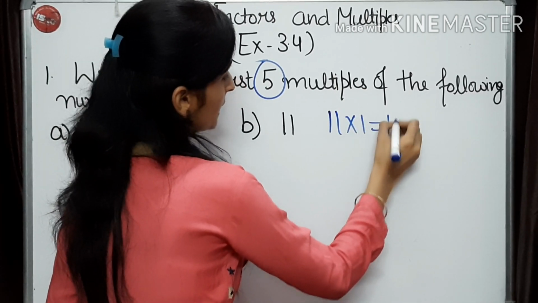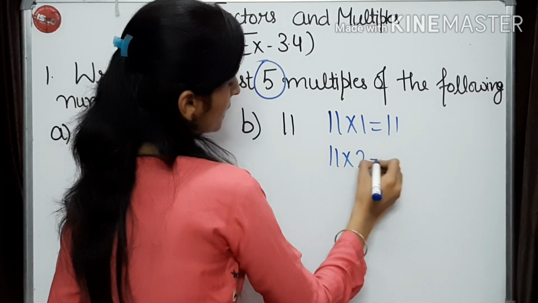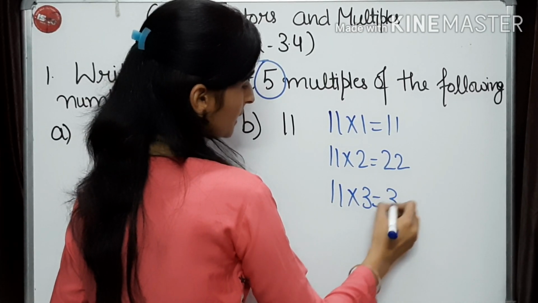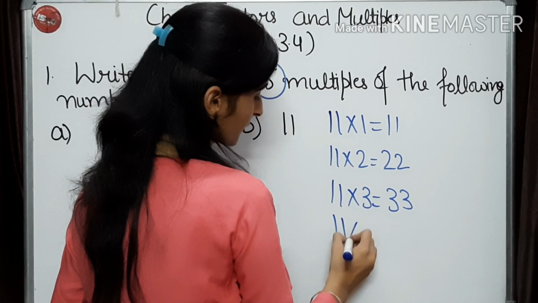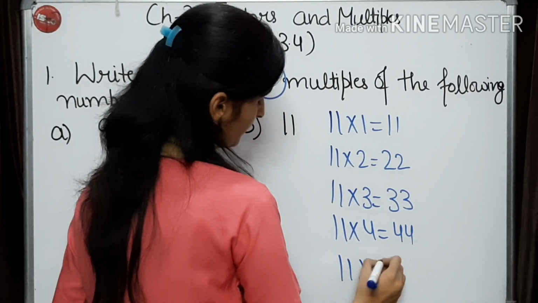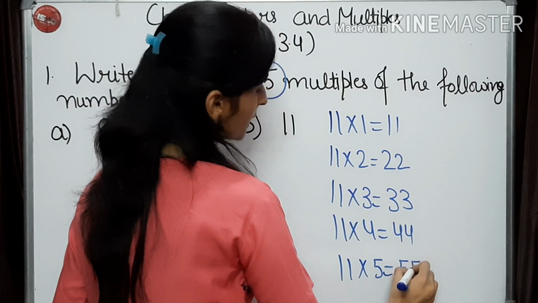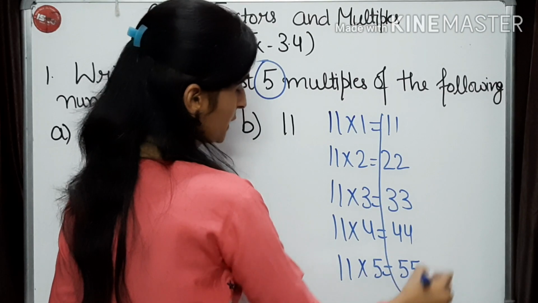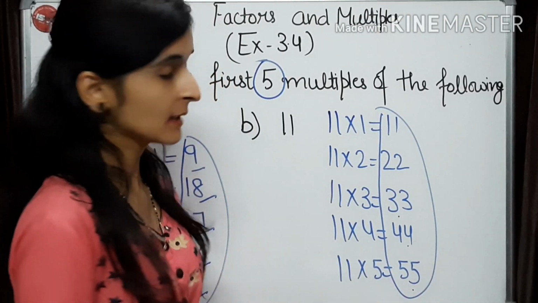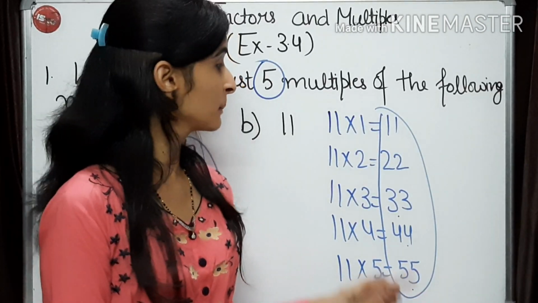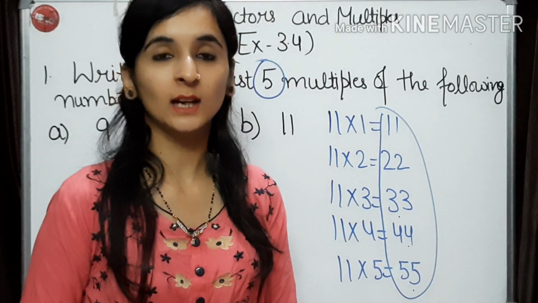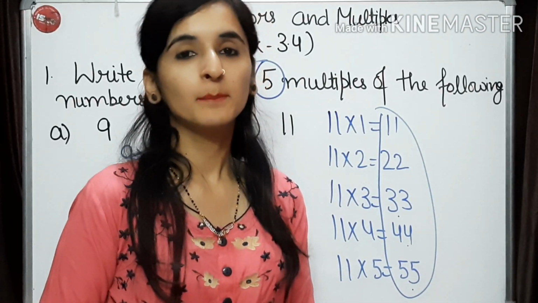11 1s are 11. 11 2s are 22. 11 3s are 33. 11 4s are 44 and 11 5s are 55. So 11, 22, 33, 44 and 55. These are the first 5 multiples of 11. Fine. So that is how we can find out the first 5 multiples.